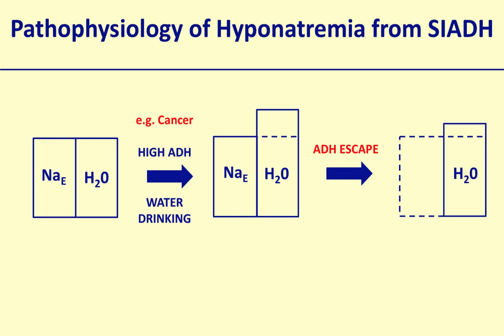Now on the other side, because there was an initial water retention, that's going to cause mild volume expansion, which will decrease activity of the RAS system, of the renin-angiotensin-aldosterone system. So there will be less aldosterone, the kidneys will not be able to hold onto sodium, so they will start dumping sodium in the urine, and the urine sodium will go up. This natriuresis that occurs as a compensation from the initial volume expansion from water reabsorption is called compensatory natriuresis, and that will make the total body sodium go down a little bit.